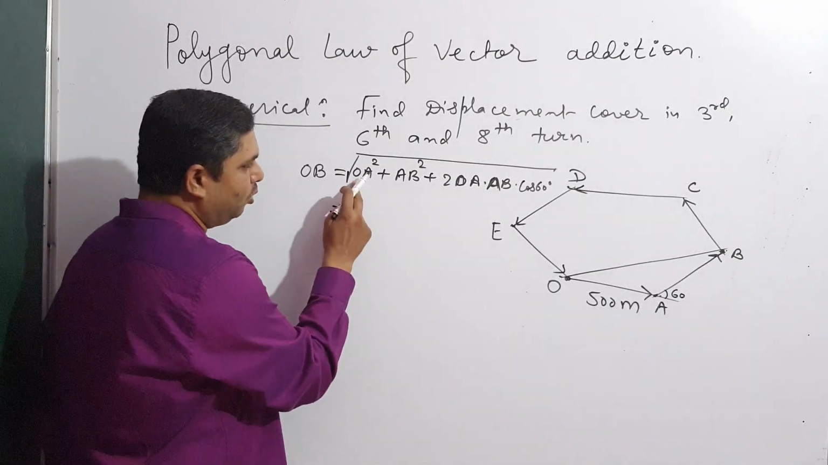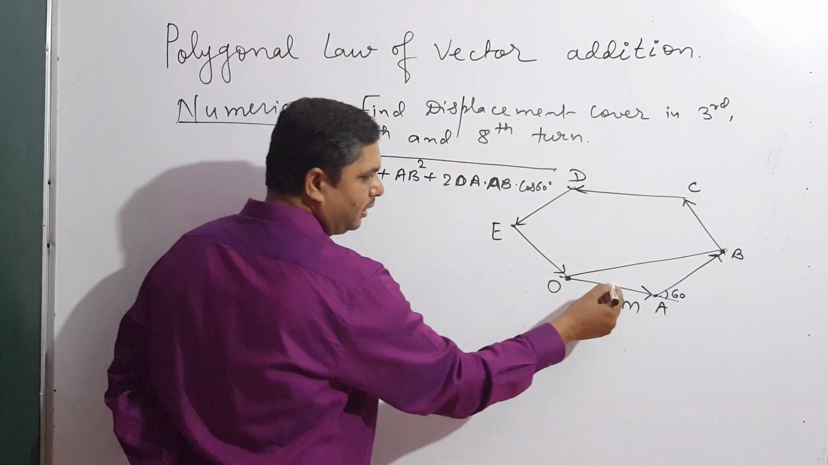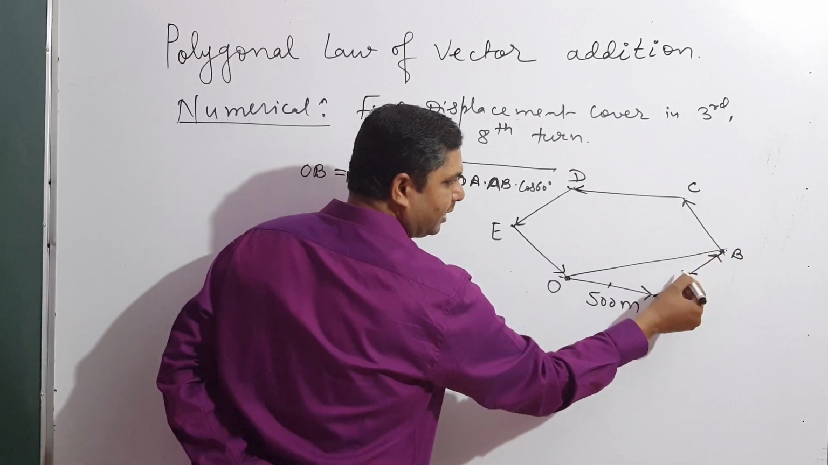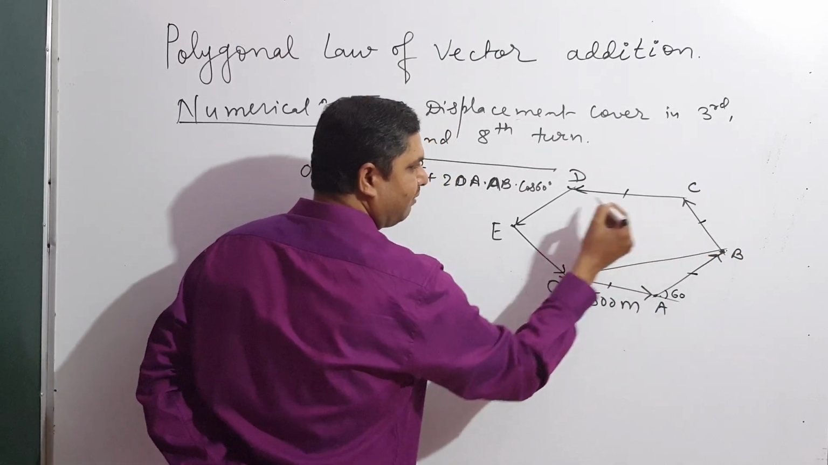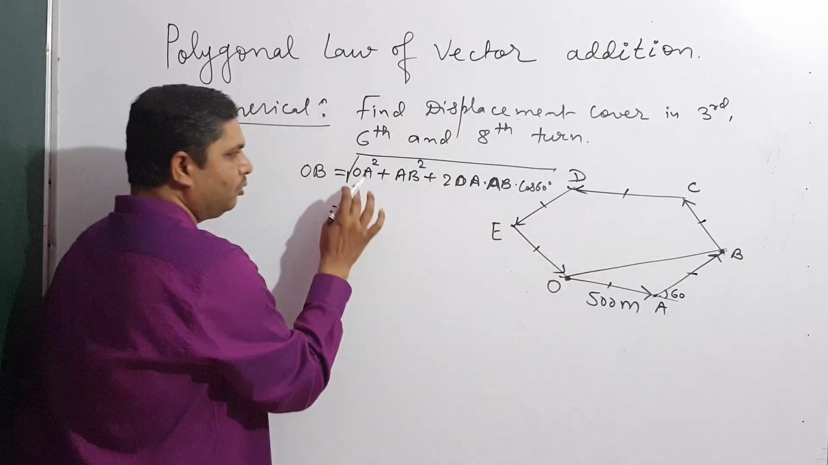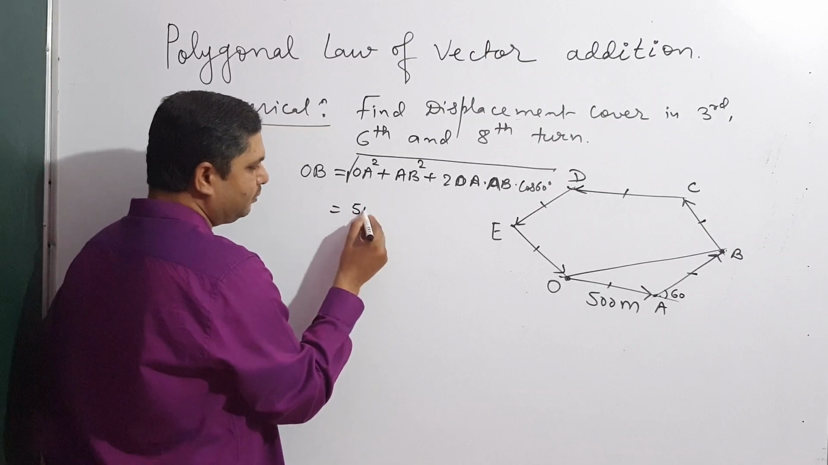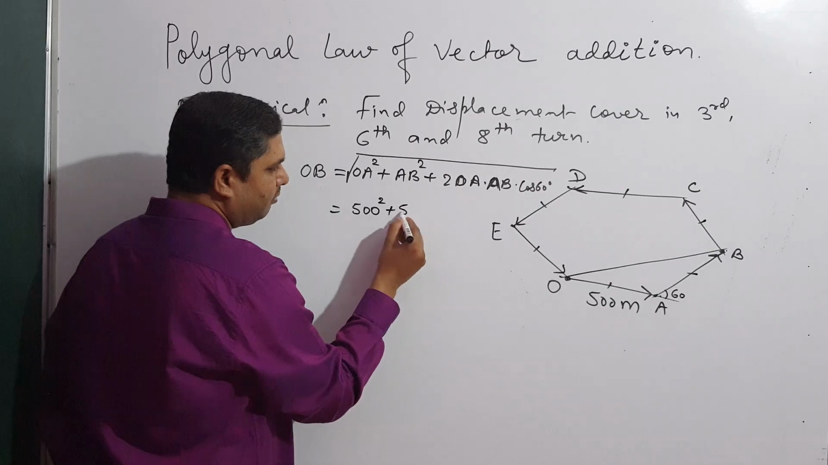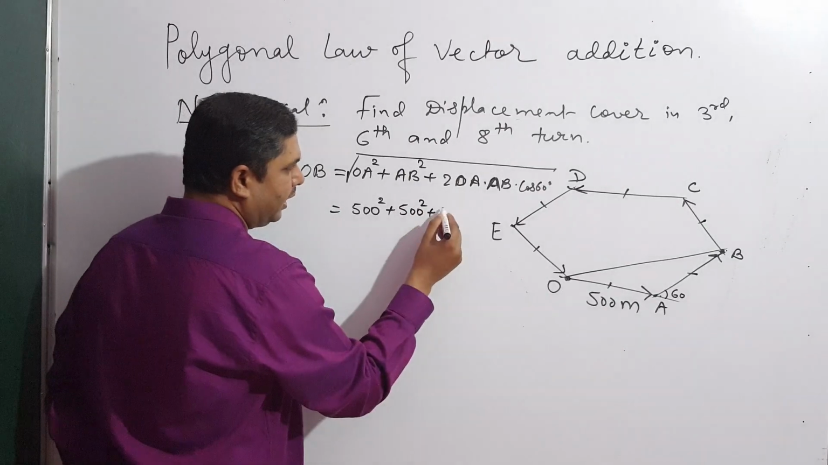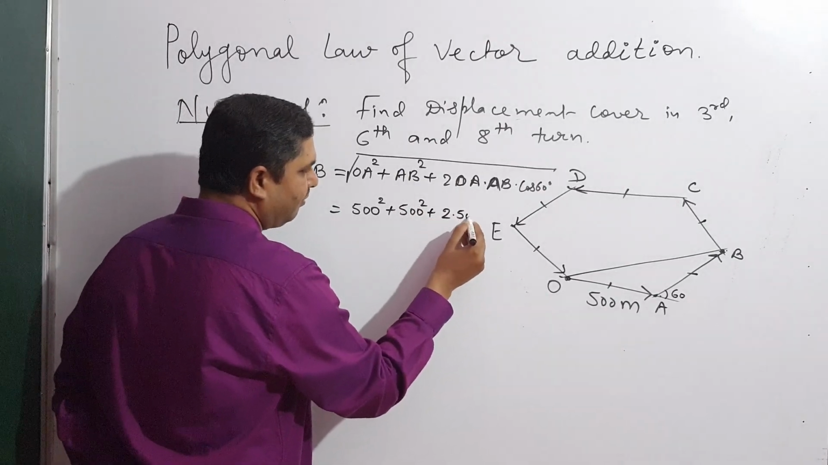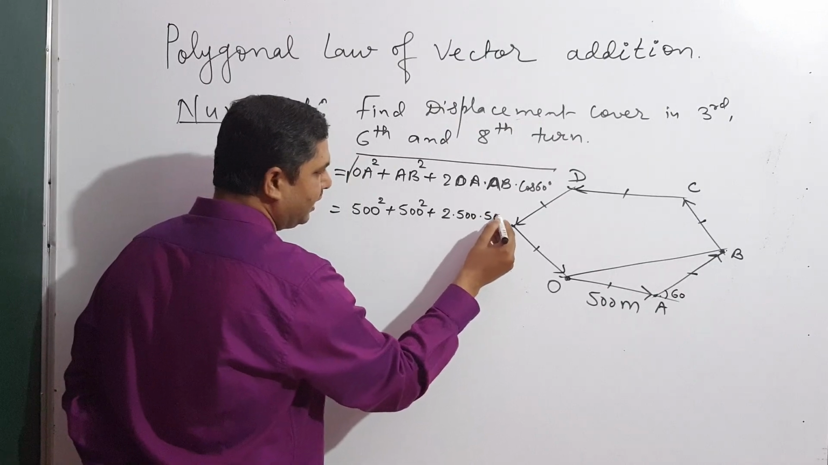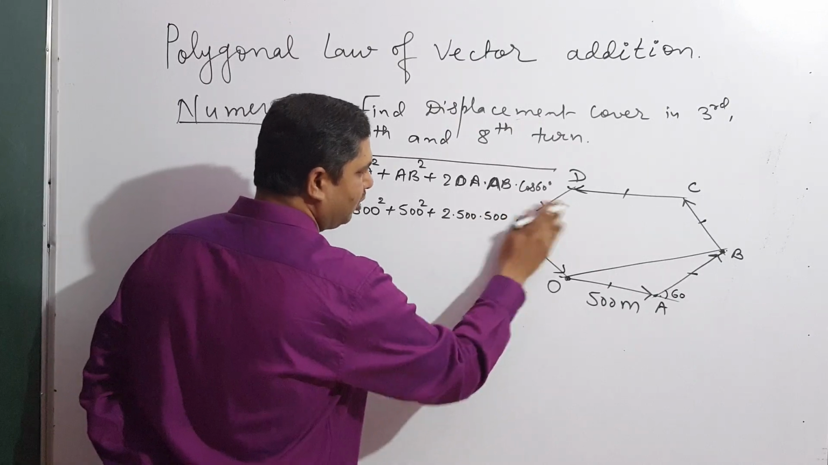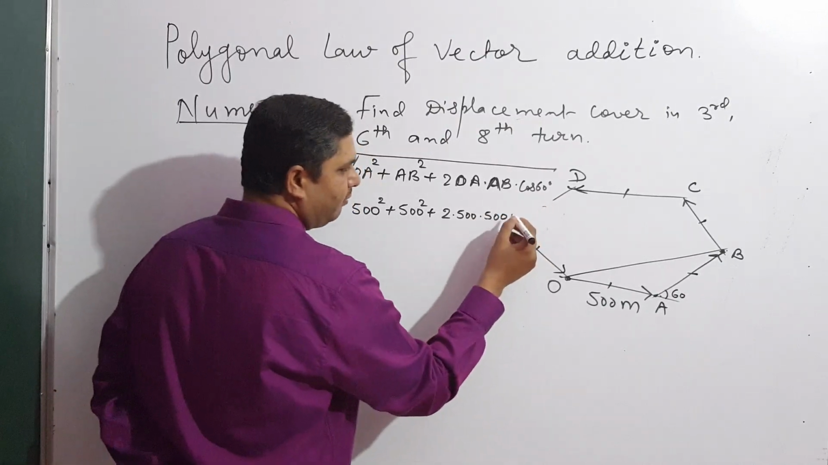So what is OA? OA is 500. What is AB? Again 500. BC, 500, and so on, all sides 500. So OA squared is 500 squared, AB is 500 squared. Here you have 2 into 500 into 500. I am rubbing this out, okay, because we have the question in mind, and we have cos 60.